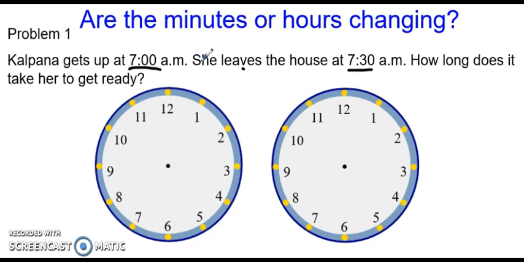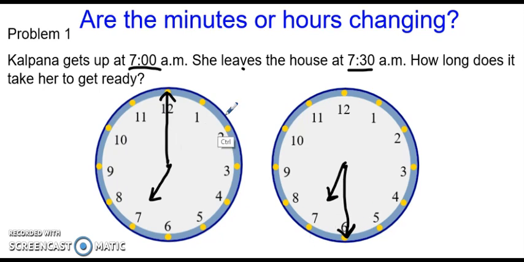So let's figure out how long it takes her to get ready. We're going to draw these on the clock. So for 7 o'clock, my big hand would be on the 12, and my little hand, which is the hour hand, would be pointing at the 7. For 7:30, my little hand would still be on the 7, the hour hand, but my minute hand is going to be on the 30. So let's count to find 30. So it's 5, 10, 15, 20, 25, 30. So my big hand will be on the 6.